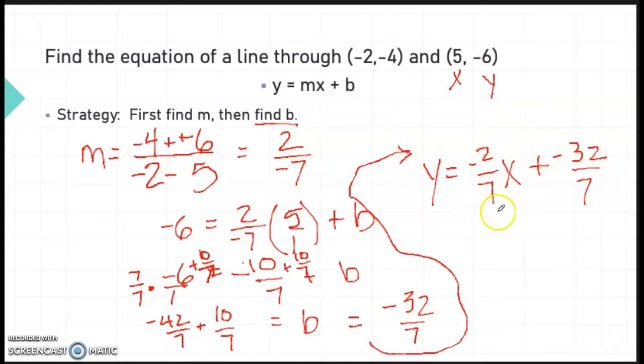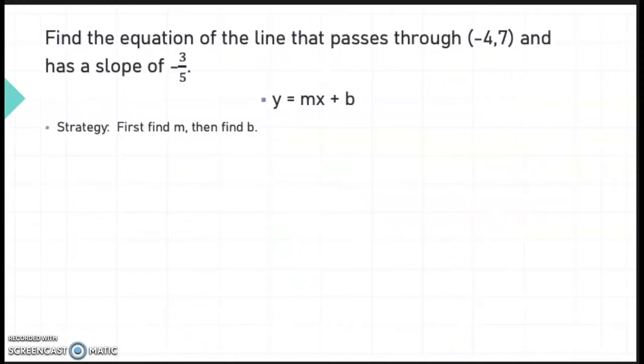And remember, having a fraction as a slope is your friend, because you want a rise over a run, so you want a number over a number when you're counting. Let's look at one more. Find the equation of a line that passes through this point, -4, 7, and has a slope of -3/5. This looks a little different.